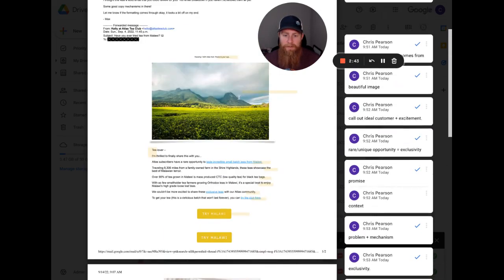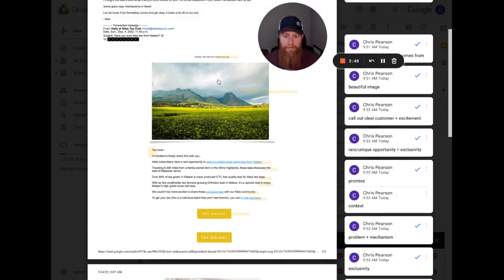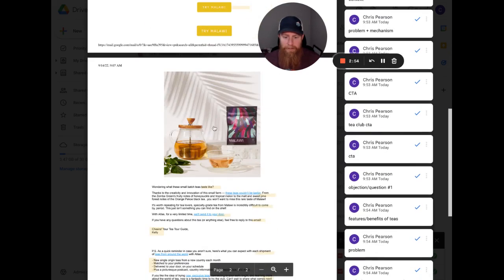The images they use in this, I want to talk about these and get them out of the way. But these are beautiful images. This is, I'm assuming, the Shire Highlands or Thyolo, however you say that. And so they're showing a picture of where this tea comes from. And then here's a product image of the tea that they're actually selling in this email.